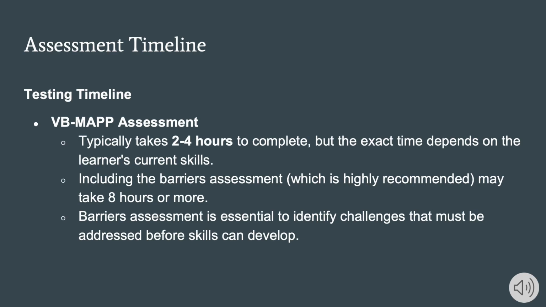For the VB-MAPP, there is no set amount of time it takes to complete, but practitioners have reported that using the VB-MAPP manual allows the milestones component to be completed in 2 to 4 hours, depending on the learner's skills. There's also a barriers component that is highly recommended. The barriers assessment will help to determine behaviors that could interfere with skill development. An adequate barriers assessment could take another 2 to 4 hours. All in all, the assessment should take between 4 and 8 hours to complete.